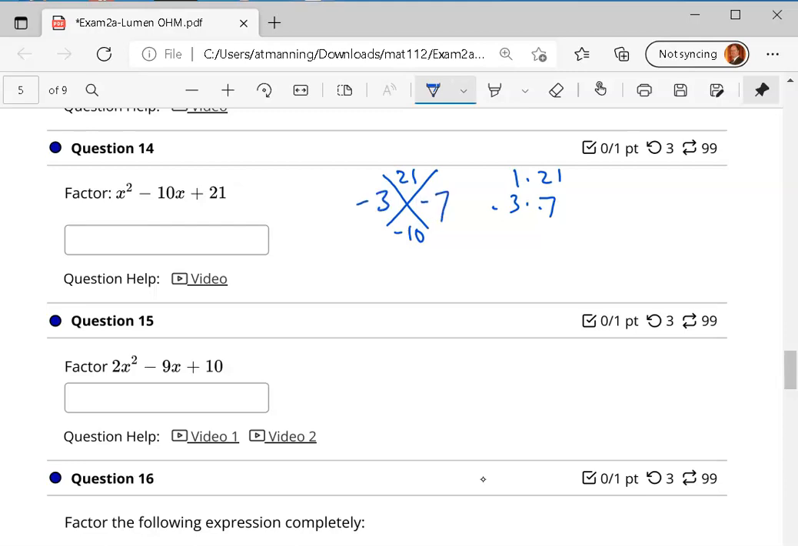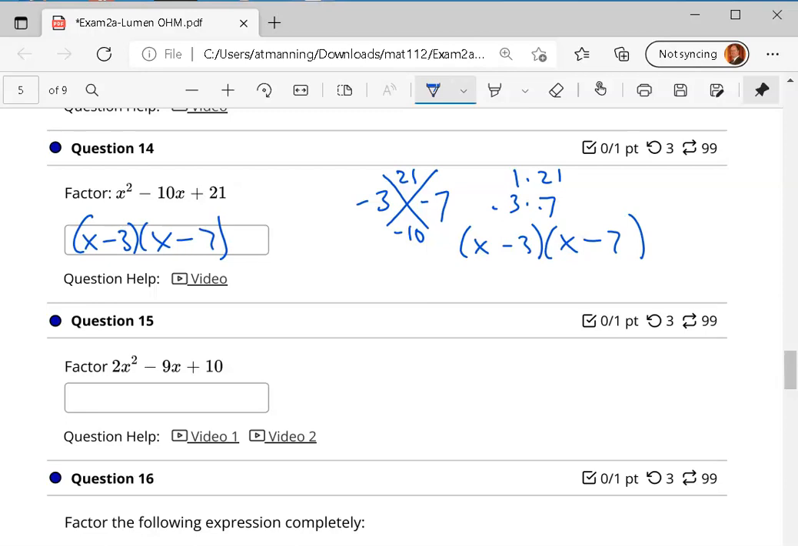Well, what do I do with that? Well, I know that the factoring is going to look like this. X minus 3 and X minus 7. Well, let's just do the check. That becomes X squared, first, X squared, minus 7X, minus another 3X, that gives us negative 10X, plus negative 3 times negative 7, plus 21. So, factoring is X minus 3, X minus 7.